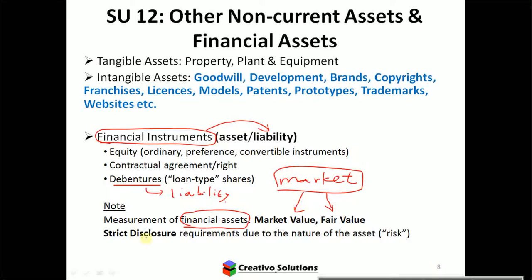And there's very strict disclosure. Why? Because these assets are risky. You could have bought something today that's worth X, and tomorrow the price can change. You have to record that appropriately. So you have to show what the actual amount is, the worth, the asset's value. Is that alright? Yeah.